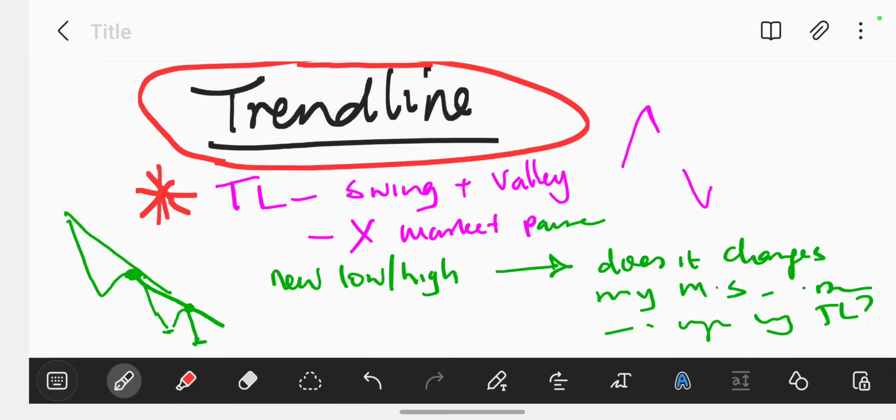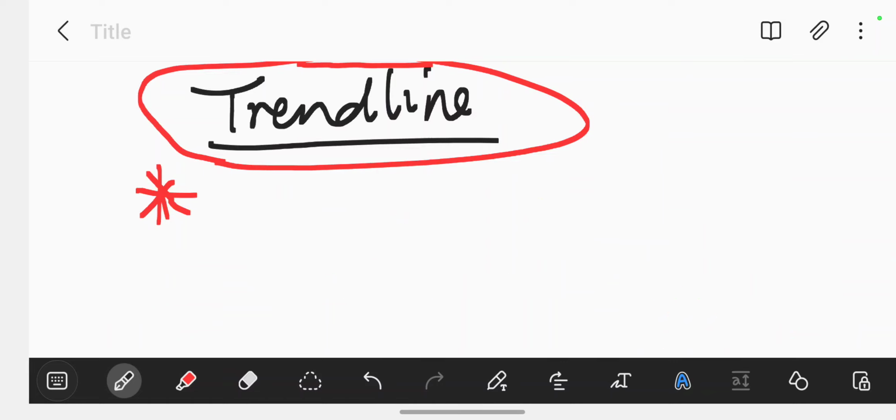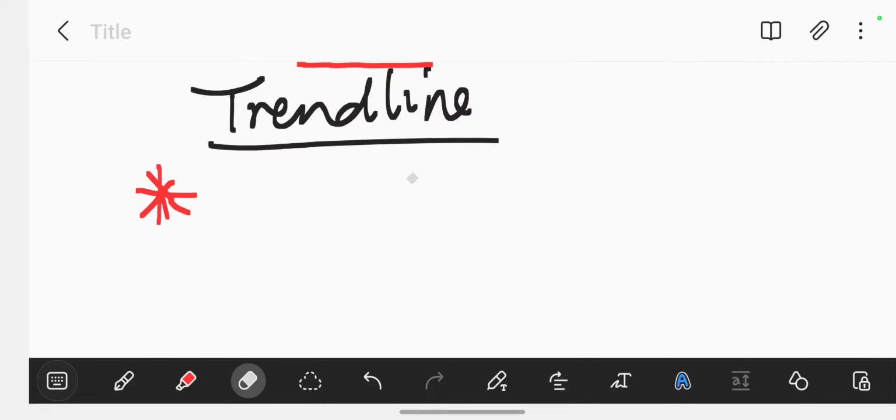But sometimes, just because you have a new high does not mean you are going up. So let me confuse you a little. If you don't understand, you'll ask me, then I'll make a different video. I just want to confuse you and then close it like that. So sometimes making a new low or making a new high does not necessarily mean that the trend has changed.